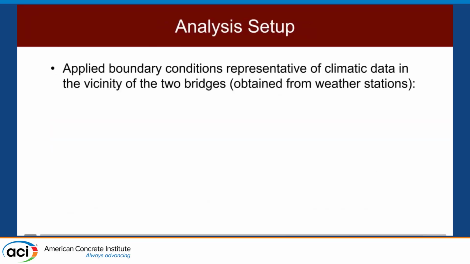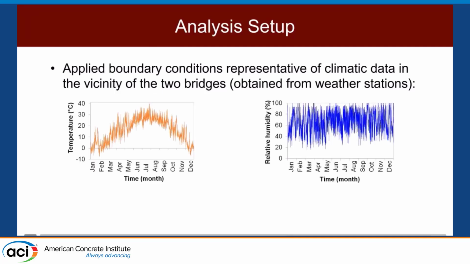The analysis was set up in such a fashion that the applied boundary conditions were representative of the actual climate data in the vicinity of the two real-life bridges as obtained from weather stations. So we had weather station data which allowed us to obtain time histories of ambient temperature and also relative humidity over a representative 1-year interval, and then we basically applied these same exact boundary conditions in a periodic fashion throughout the entire lifespan of each bridge.